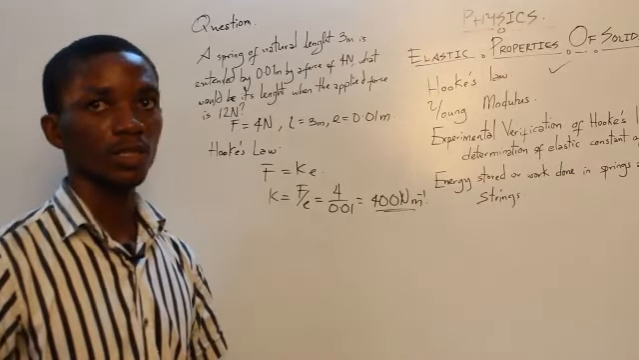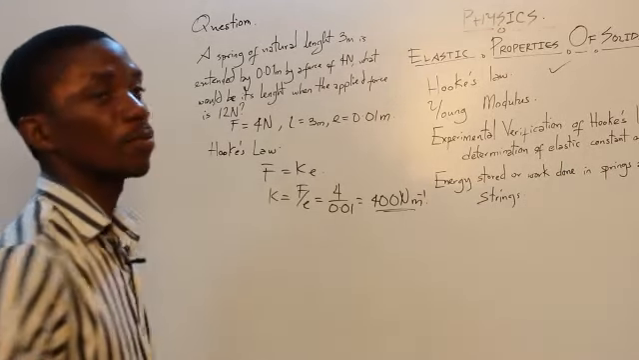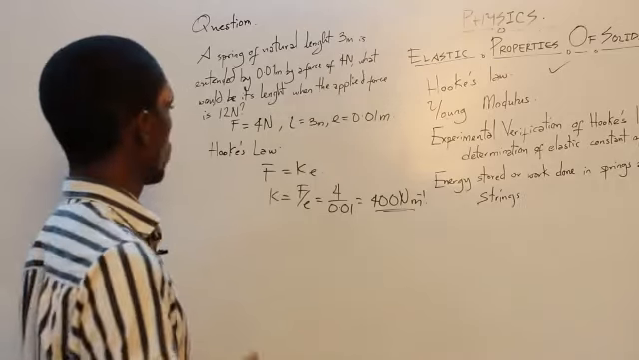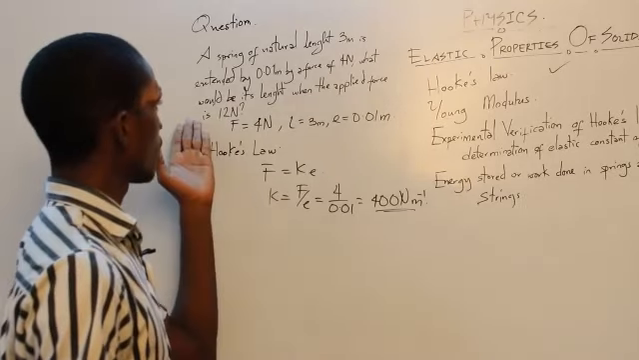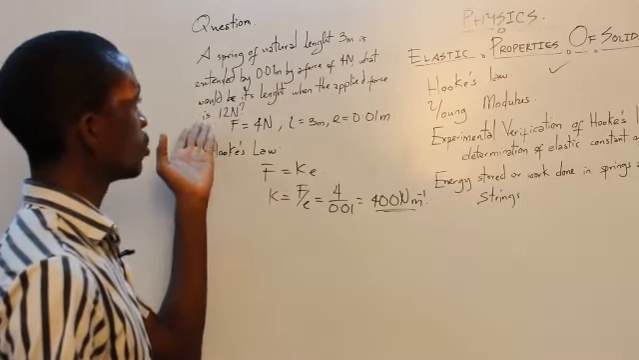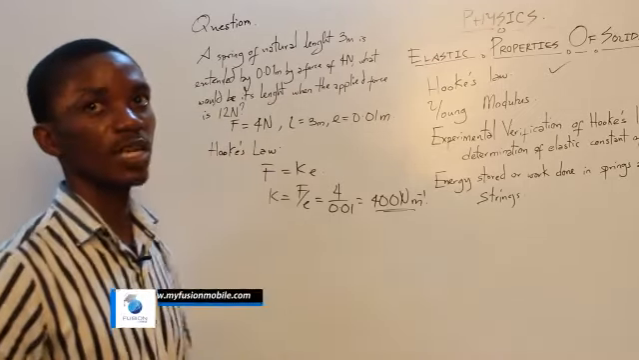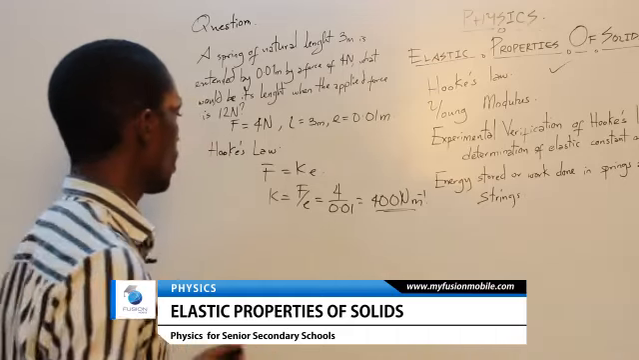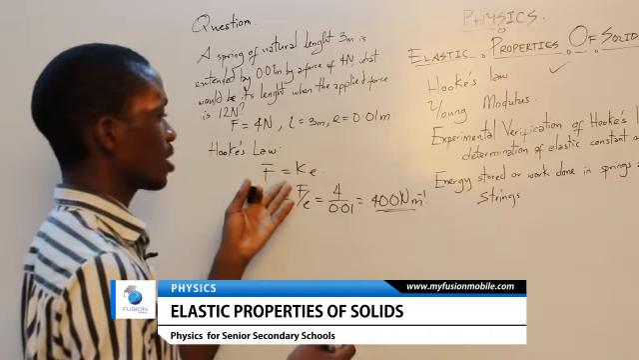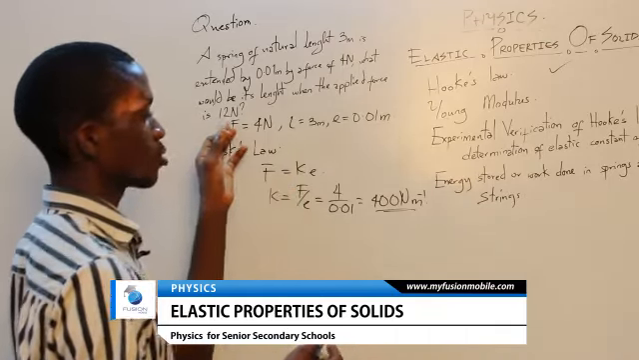400 Newton per meter. Now with this information, we can proceed to calculating what our new length would be when a force of 12 newtons is applied. So how do we go about that? The first thing we can calculate is our extension when we have 12 newtons.